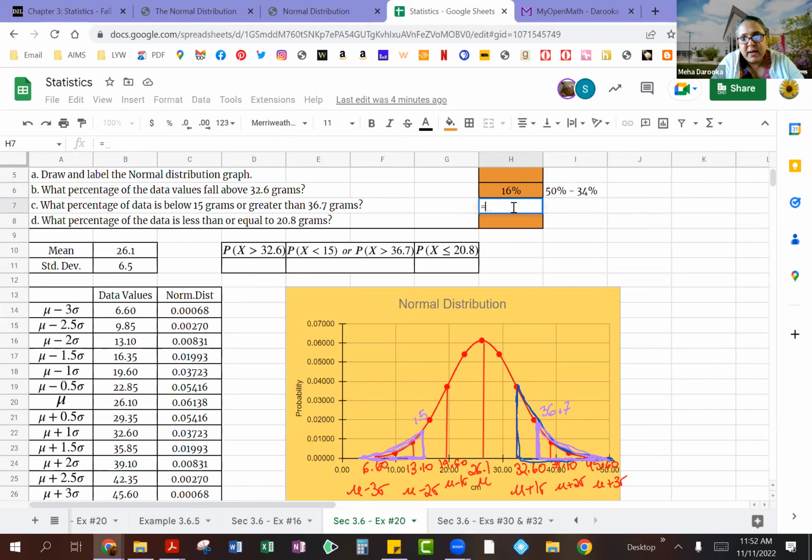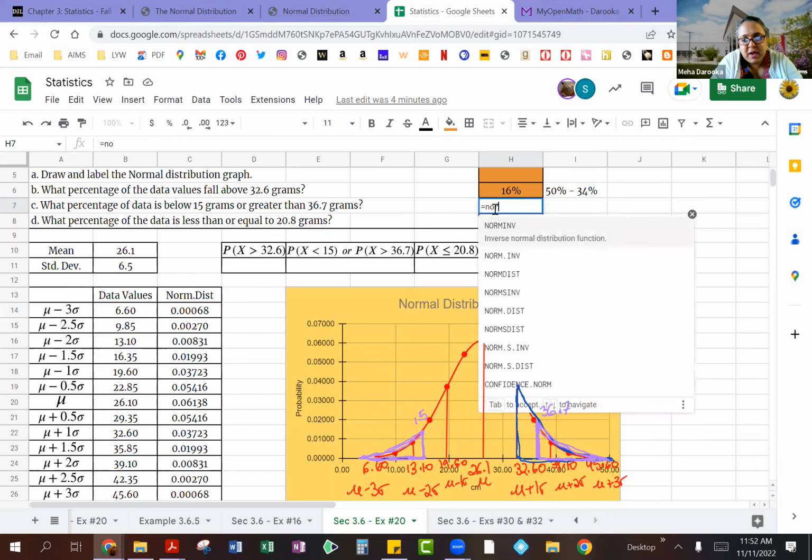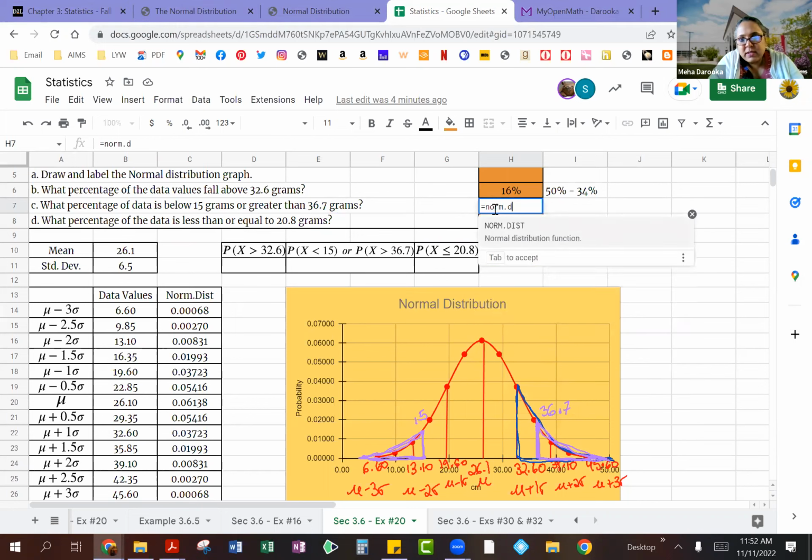So this is where, again, if you can see the sheet that I'm sharing, I'm typing that in over here. So that would be our norm dot distribution. And then for this one, we start with our lower number, which will be 15 in this case, comma, your mean is 26.1, comma, our standard deviation, which is 6.5. And then this is where for that last argument, we put a 1.